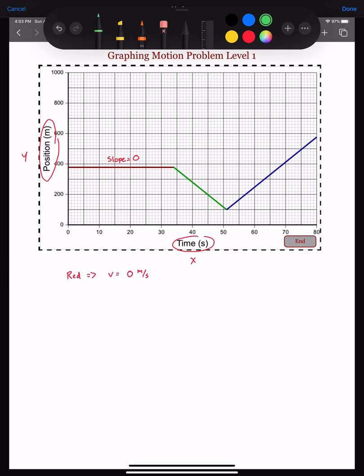Okay, so we just need to do rise over run. And so let's do that. So green, this is going to be a little bit more complicated. So V is going to equal our rise. So it's going to be y2 minus y1 over x2 minus x1. Okay, y2 is right here. Looks like it is 100.